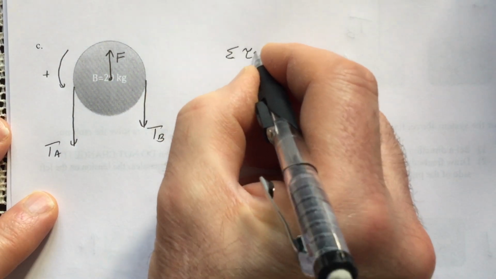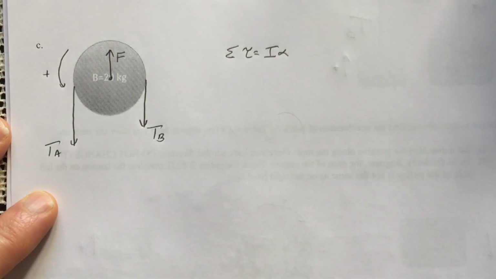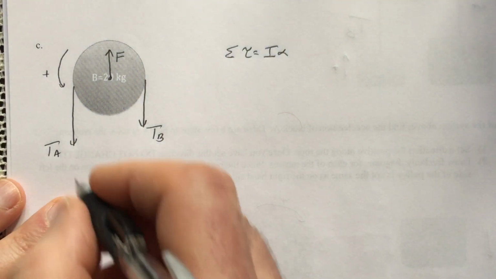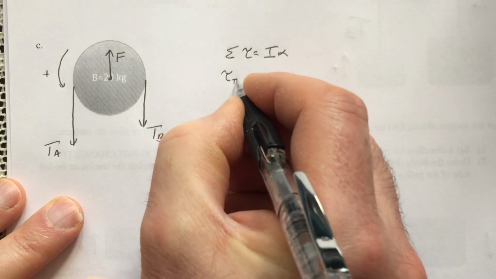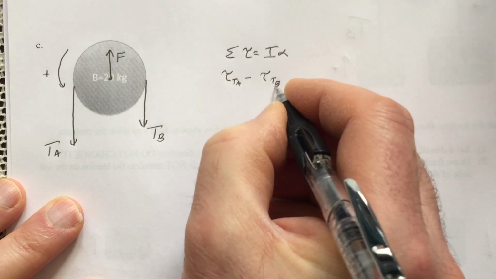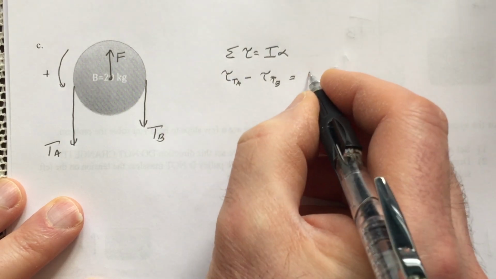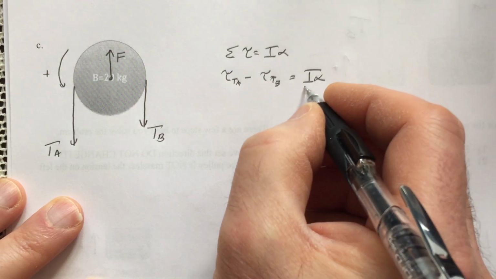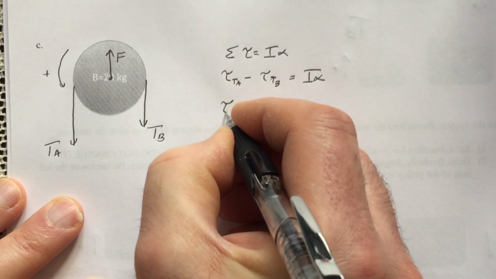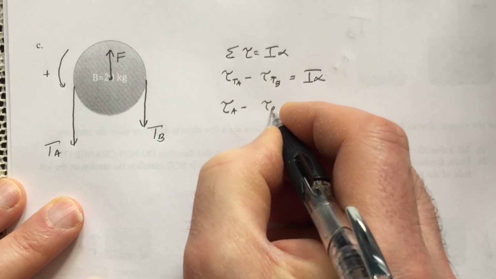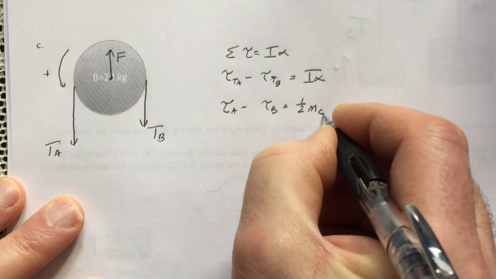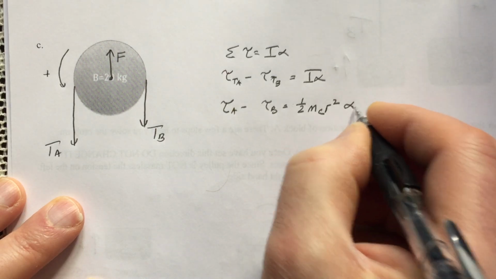Sum of the torques equals I alpha. All right. Now, this thing's a solid disc, so I'm going to get two torques. I'm going to get the torque from the tension of A minus the torque from the tension of B. They're in opposite directions, equal to I alpha. Now, we know that our I is going to be 1/2 M R squared. It's a solid disk. So the torque from A minus the torque from B is equal to 1/2 M of C R squared times alpha.